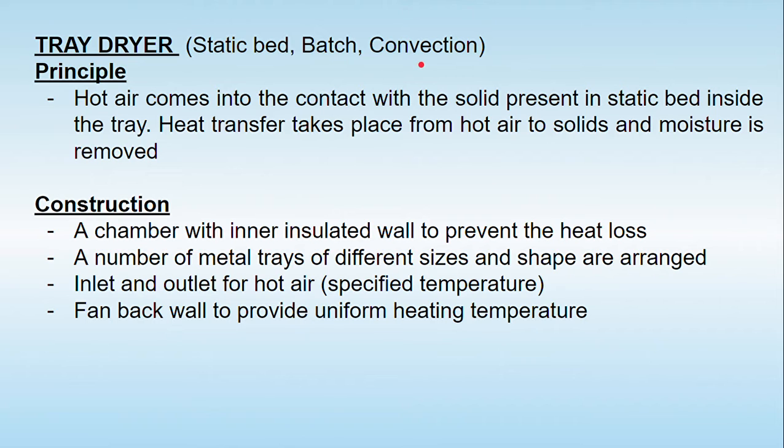Heat transfer takes place by convection. Now what is going to happen? How is the material going to dry? Inside this tray dryer, the hot air comes into contact with the solid, which is stationary inside the tray, and heat is transferred when the material comes into contact with the hot air, and the moisture is removed. The hot air comes into contact with the material from the top, so the removal of moisture takes place from the top surface of the material.